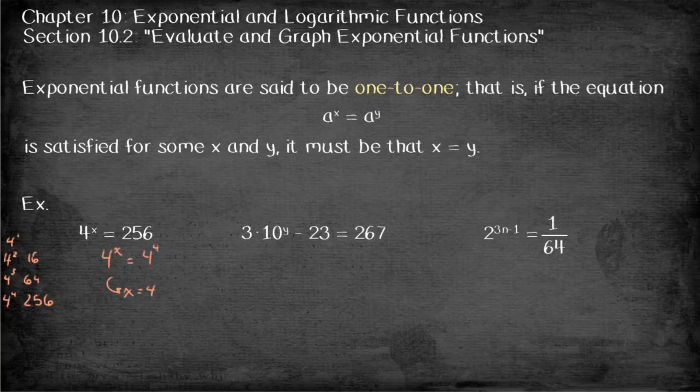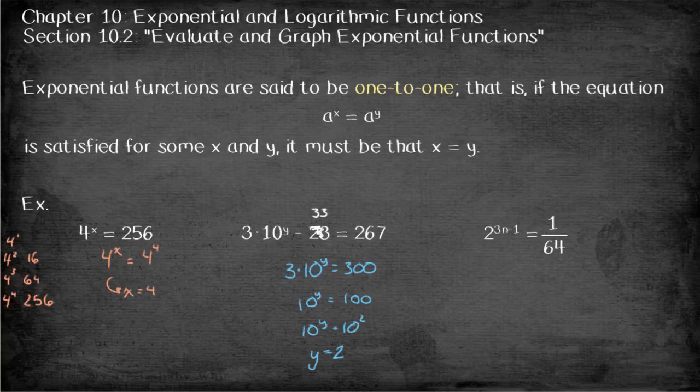And you can apply the same strategies that we've been using all over the place for solving equations. So this middle one, you can add 23 to both sides. You'll get 3 times 10 to the y. Actually, this is supposed to be 33. So we add 33 to both sides. We get 300. Divide by 3. We get 10 to the y is equal to 100, and we know that 100 is equal to 10 squared. So y is equal to 2.